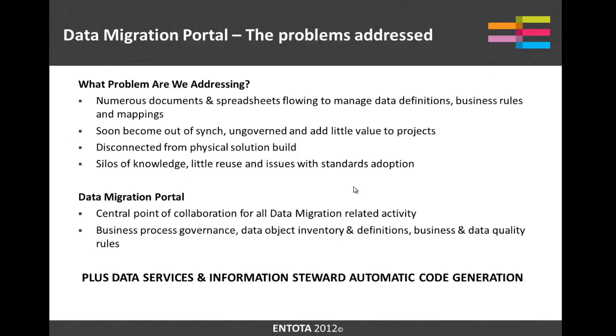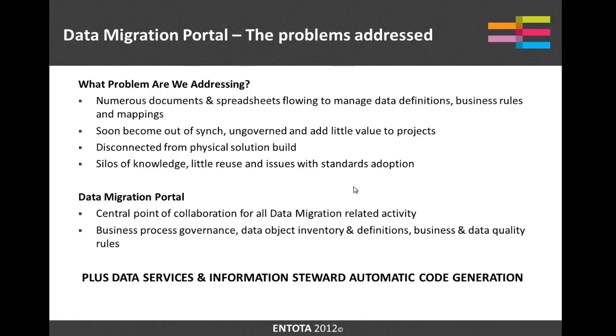So what do we find as problems that need addressing? The problems we find on many occasions when we go onto customer sites are that they are using numerous documents and spreadsheets flowing around to manage their data migration process, be that data definitions, business rules, mapping specifications. The key problem there is that because they're just maintaining them in Word documents, spreadsheets, etc., they become out of sync. There's very little governance around the process of managing those documents, and it adds little or no value to the project.